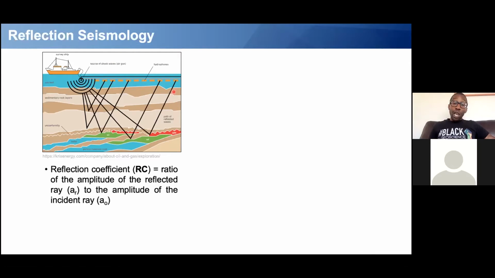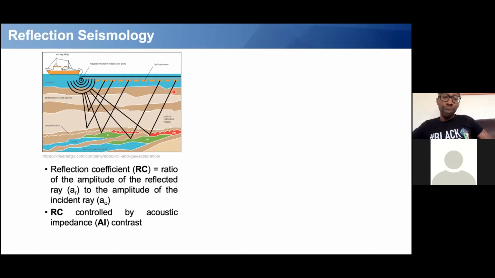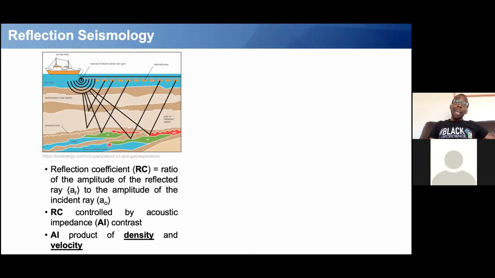The reflection coefficient, that ratio, is controlled by something called the acoustic impedance contrast at the layer boundary. So you can see there's different layers of rock in here, and some layers have different properties because they've got oil or gas in or water. And that reflection coefficient and the acoustic impedance contrast is controlled by the density and velocity variations.